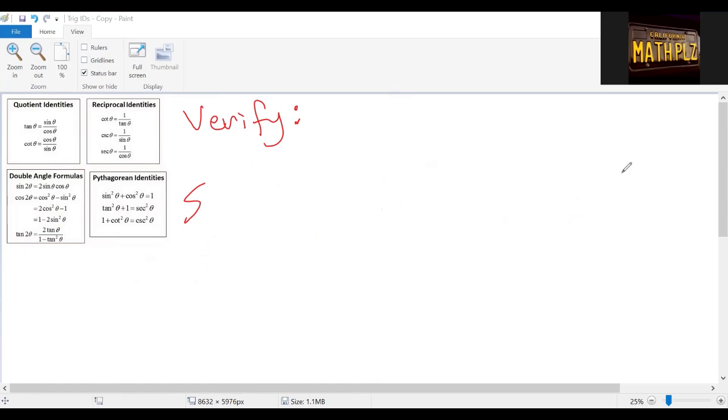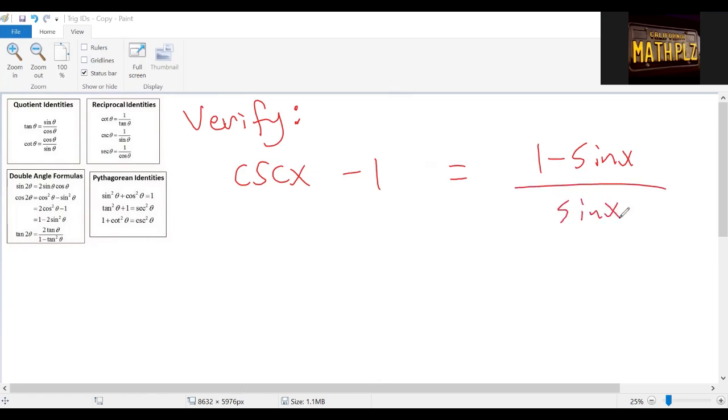So let's try one more here today. Last one. Let's go with cosecant of x minus 1 equals 1 minus sine of x over sine of x. And we must change the left until it looks like the right. Well, how about we change just cosecant of x? We know that cosecant of x is 1 over sine of x, minus 1, equals.